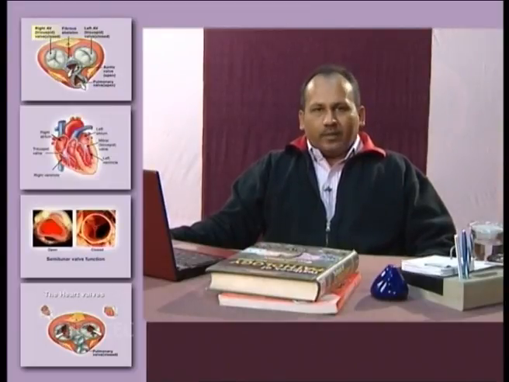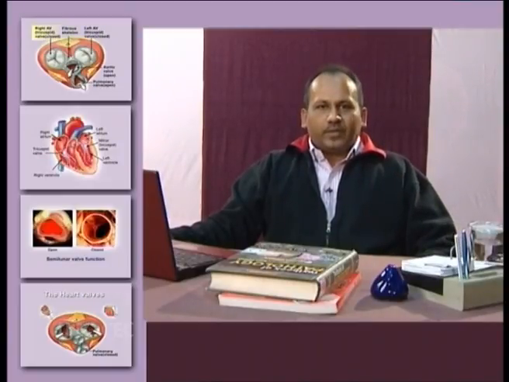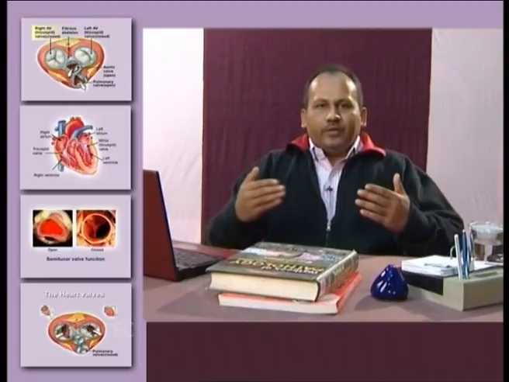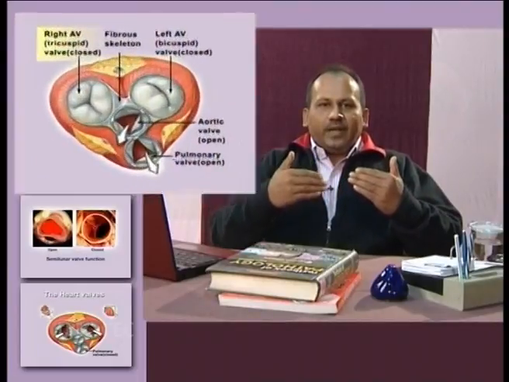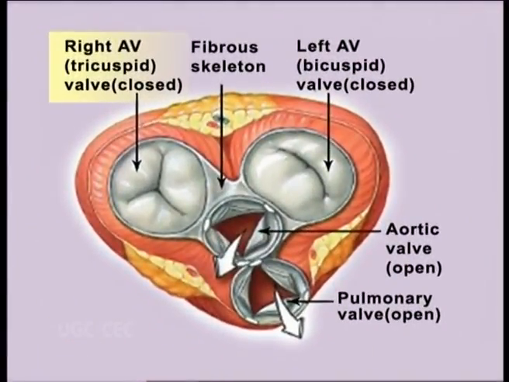How many types of valves are there? Essentially, there are two types of valves. You have the leaflet valves and you have the semilunar valves. Now, the leaflet valves are called so because they have structures like leaves. You understand the leaves which open and close like this. If there are 3 leaves, it is called a tricuspid valve, and if there are 2 leaves, it is called a bicuspid valve.